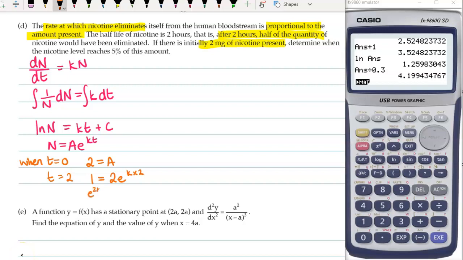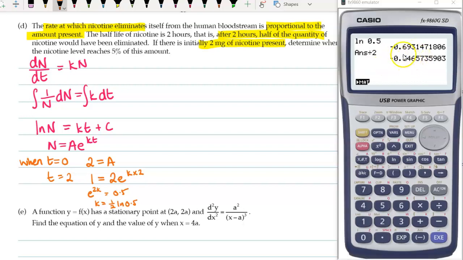So e to the 2k would be equal to 0.5. So k will be equal to half of natural log of 0.5, which I have as a decimal up here if we need it.